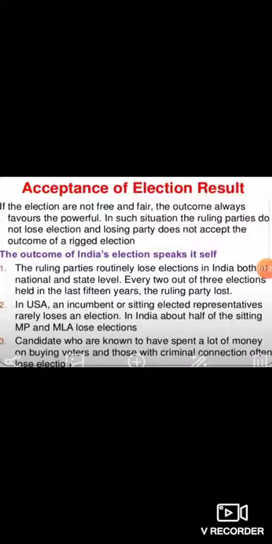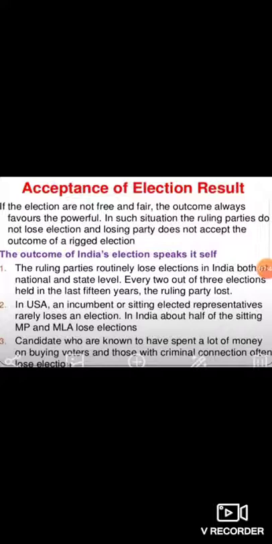Now, in the US, an incumbent, or current holding or sitting elected representative, rarely loses an election. In India, about half of the sitting MPs or MLAs lose elections.